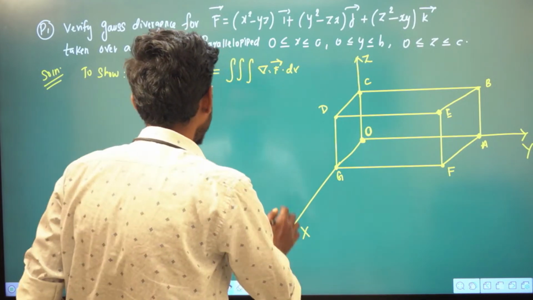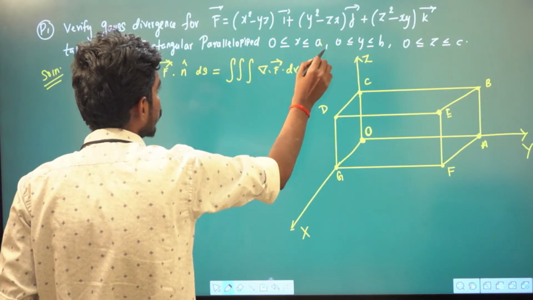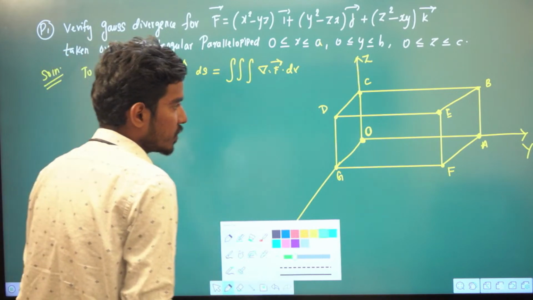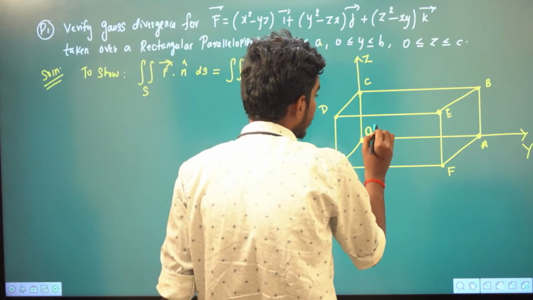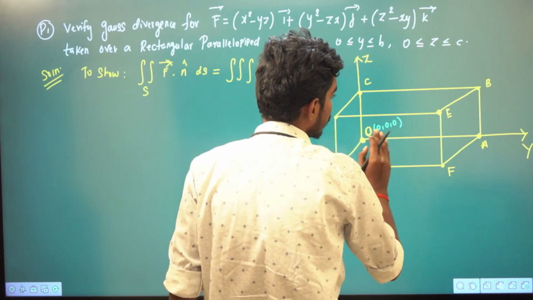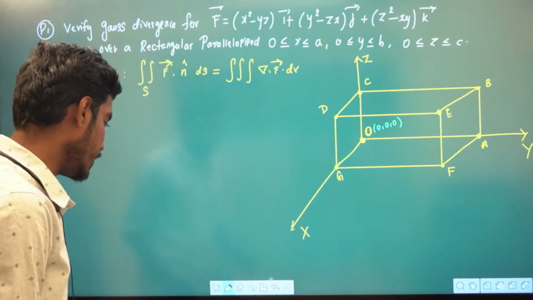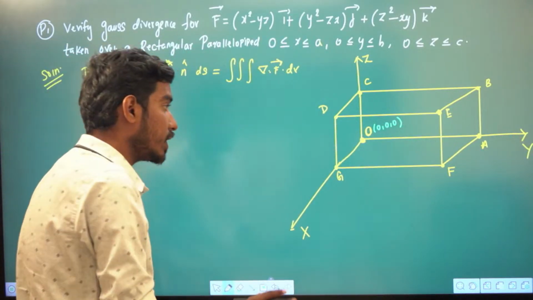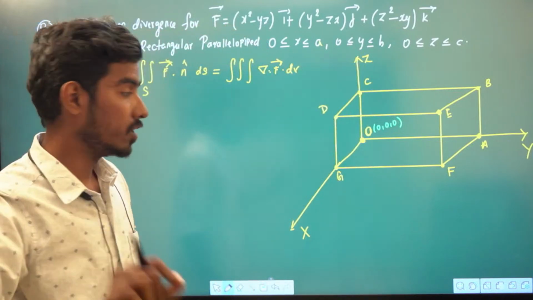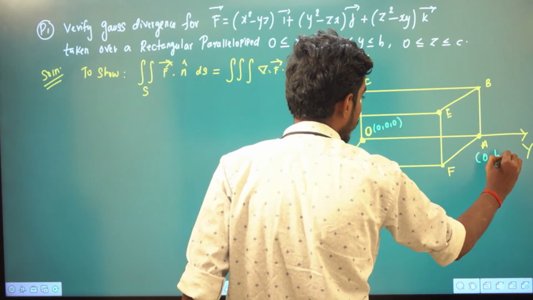So first they have given that the rectangular parallelepiped is taken over x varies from 0 to a, y varies from 0 to b, z varies from 0 to c. So here this is origin 0, 0, 0. Here we are moving in y, and the maximum distance is b. So we are moving b units in y. This point will be 0, b, 0.